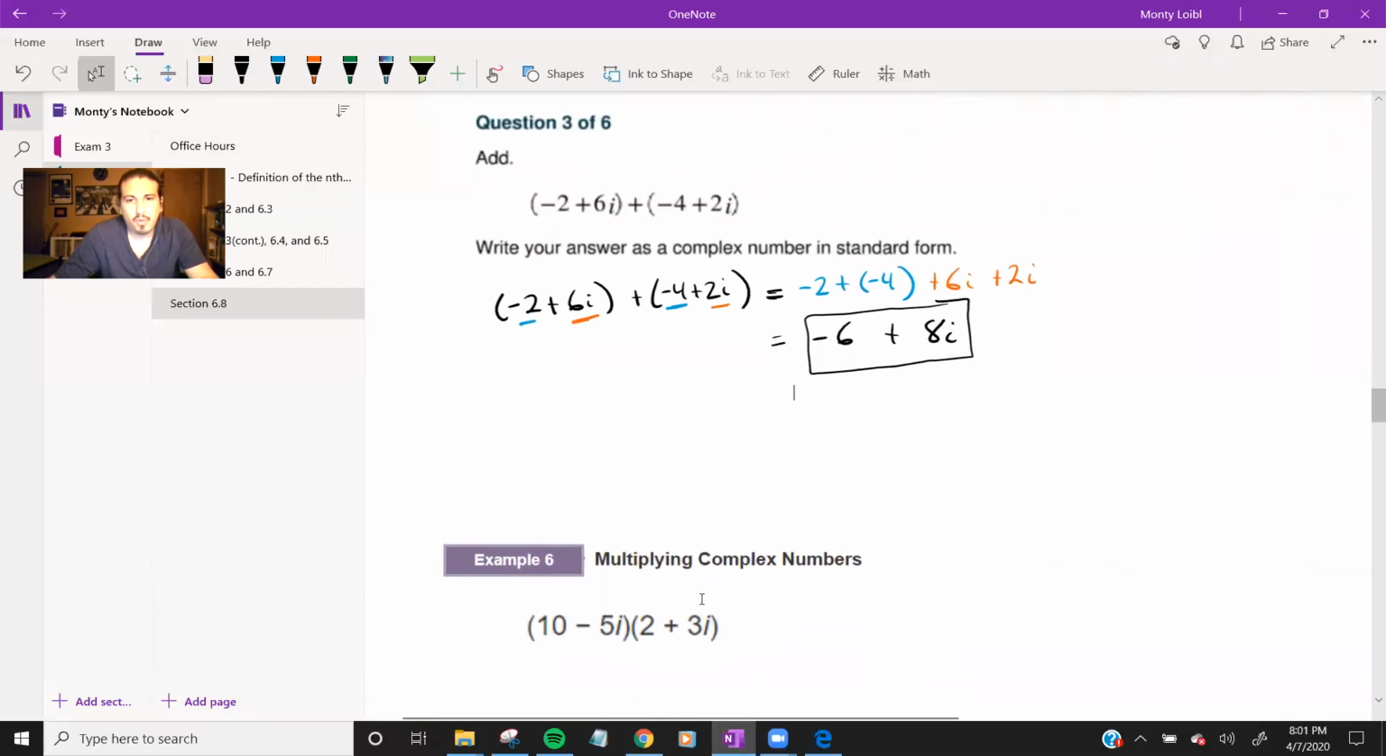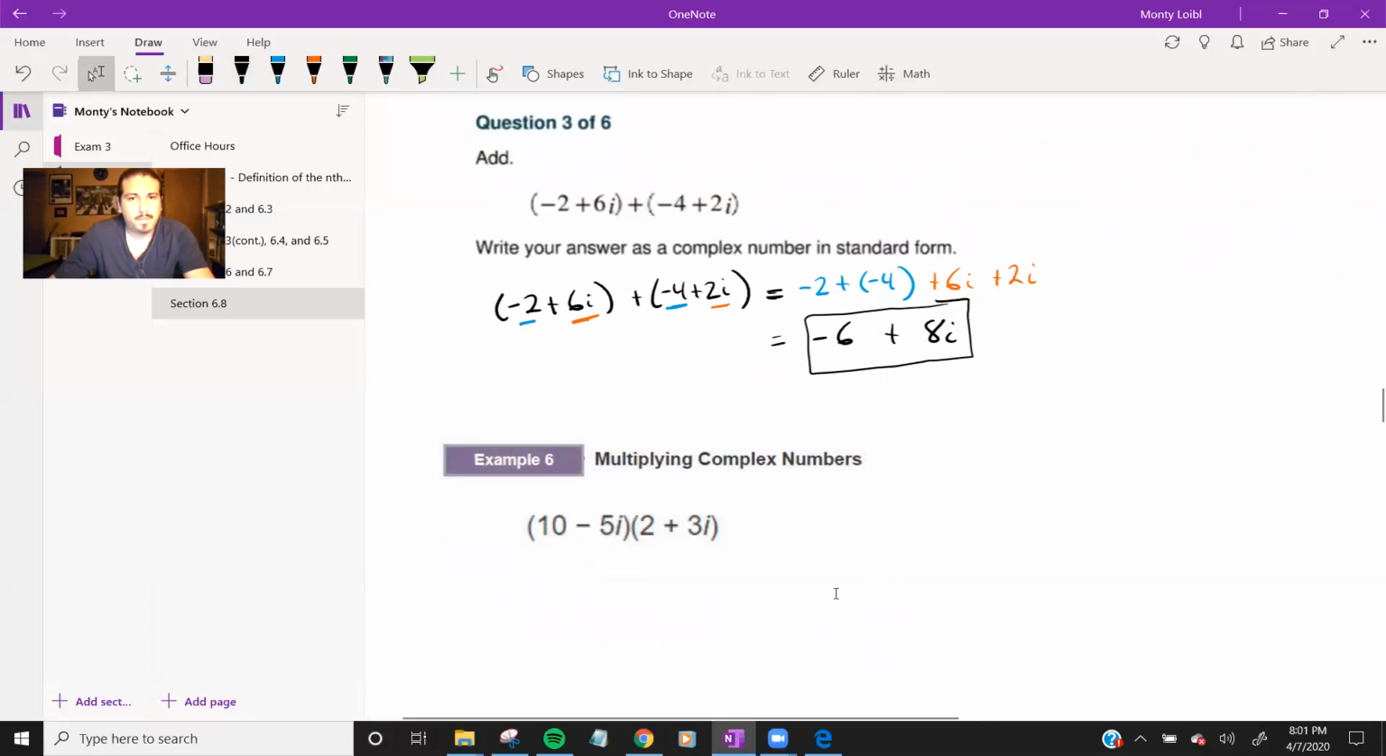Now we're going to talk about multiplying complex numbers. Multiplying complex numbers is just like if you wanted to multiply any two binomial expressions together. You're going to distribute or FOIL them together. So let's look at the 10, and we're going to distribute the 10 to the 2 and to the 3i. Okay, so that means we're going to have 20 plus 30i.